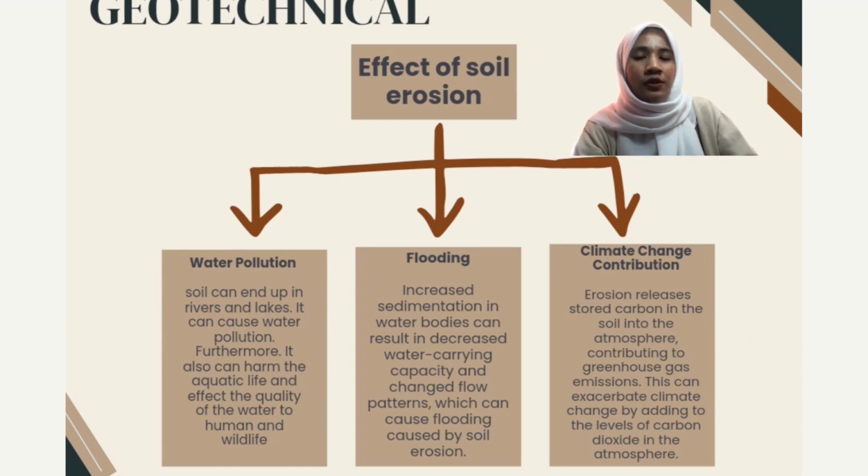First is water pollution. Soil can end up in rivers and lakes and cause water pollution. Furthermore, it can also harm aquatic life and affect the quality of the water for humans and wildlife. Second is flooding. Increased sedimentation in water bodies can result in decreased water carrying capacity and change flow patterns, which can cause flooding. The last one is climate change contribution. Erosion releases carbon in the soil into the atmosphere, contributing to greenhouse gas emissions. This can exacerbate climate change by adding to the levels of carbon dioxide in the atmosphere.